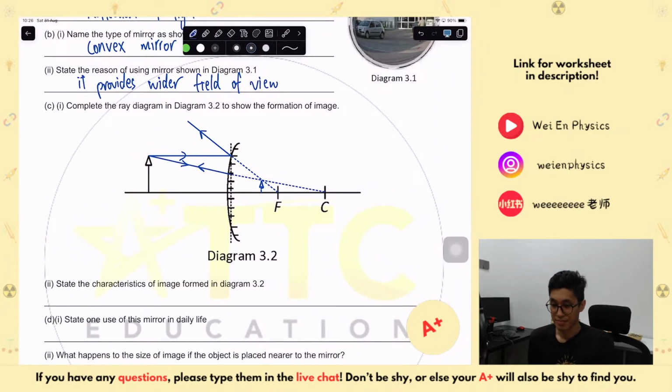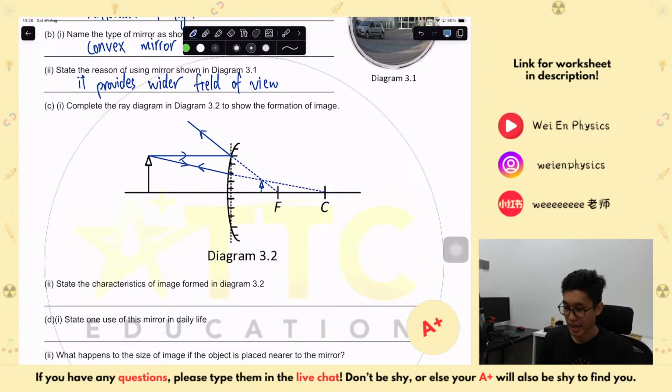Okay? Yeah, let me know if you got any questions about the drawing. I know some people might have some questions about the drawing for the ray diagram.